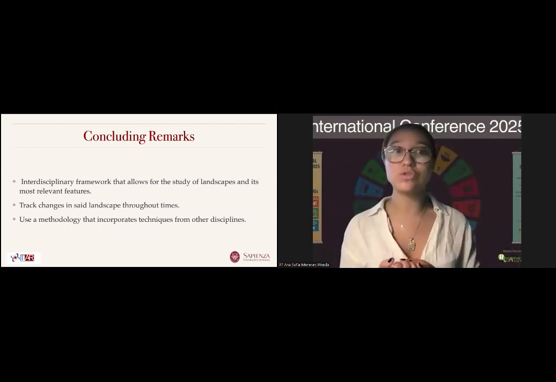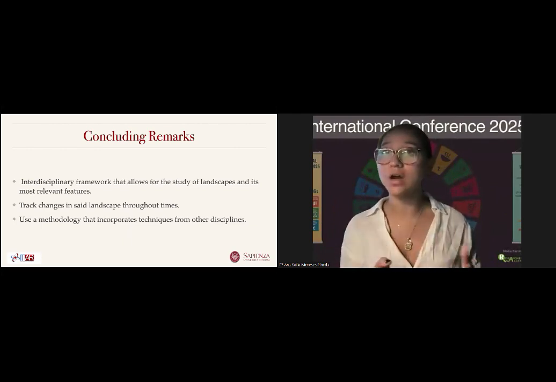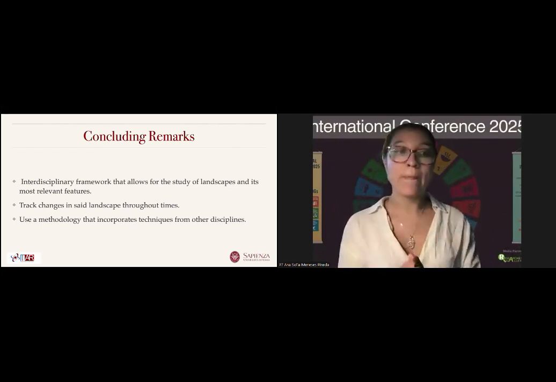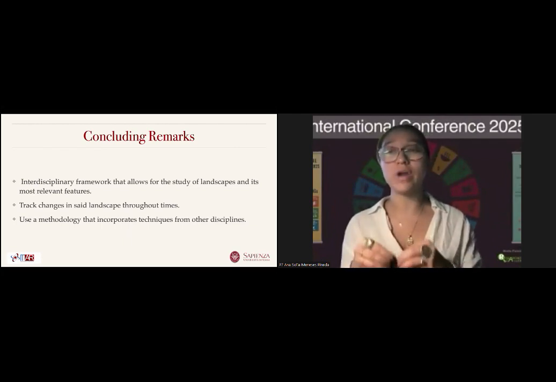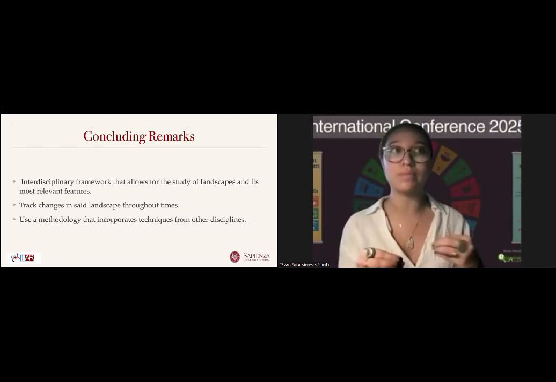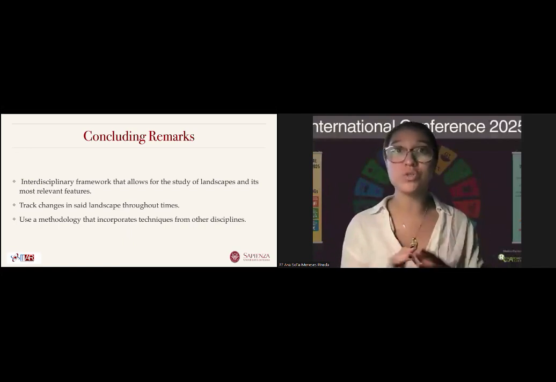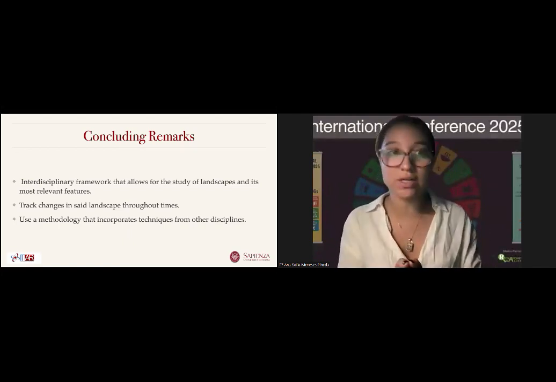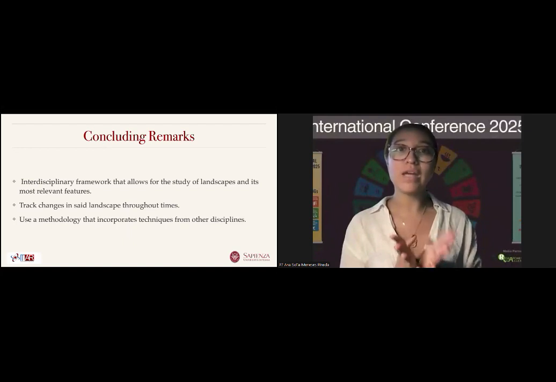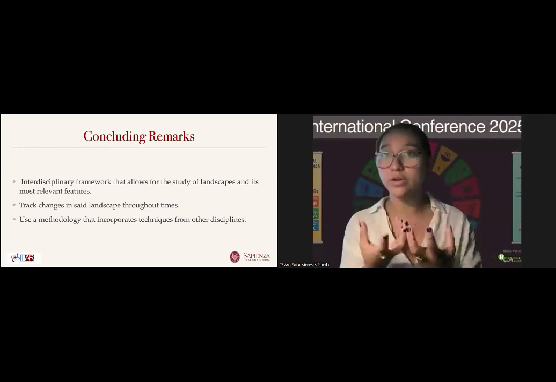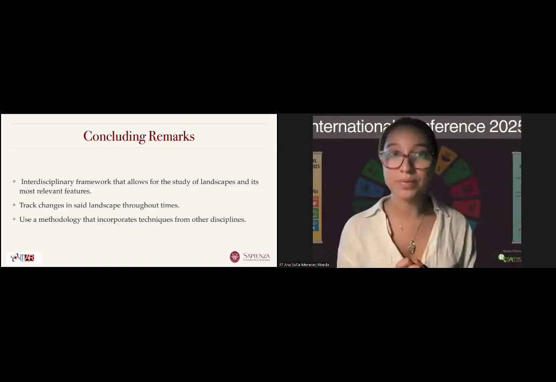It also allows us to track changes in the landscape throughout time. And this is very important because we're dealing with an ex novo context, so a new context that has just been discovered in 2022 that shows traces of multi-millenary inhabitation. So it has a continuous story, and so tracking the changes is very significant. And the methodology helps us incorporate other disciplines, therefore bringing together this whole concept of interdisciplinarity. Thank you very much.